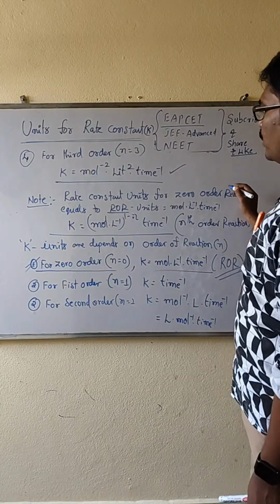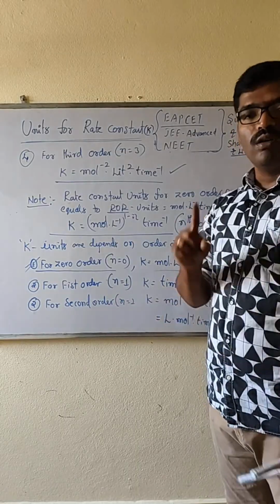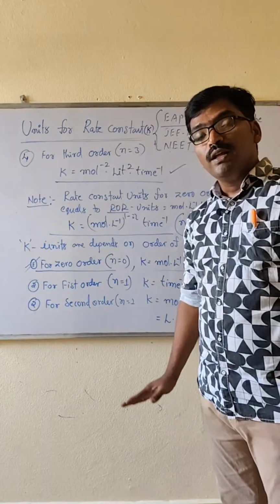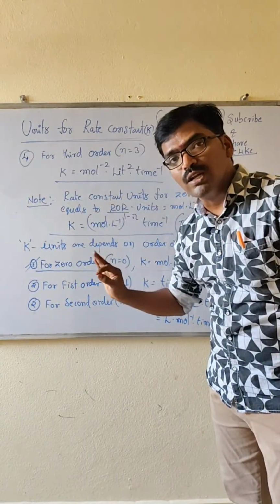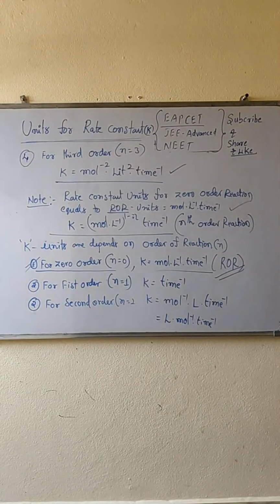So this is very important. They will ask a question based on it. If the rate constant units are equal to rate of reaction units, then what is the order of reaction? Zero order. Yes, understanding, my dear students?